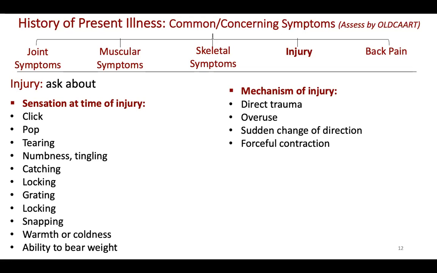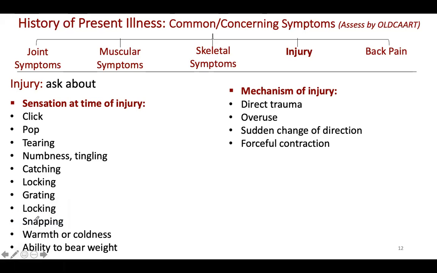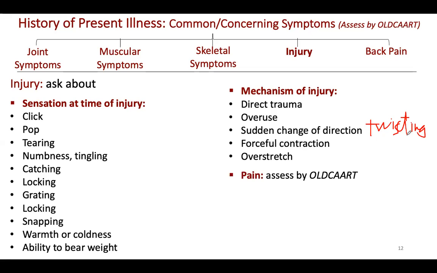Is there twisting? Twisting injuries are famous for causing meniscal injury of the knee and cruciate ligament injury of the knee, the sudden twisting movement. Forceful contraction, twisting, and overstretch. If there is pain, again, you need to assess pain as with any symptom with the OLD CART mnemonic.